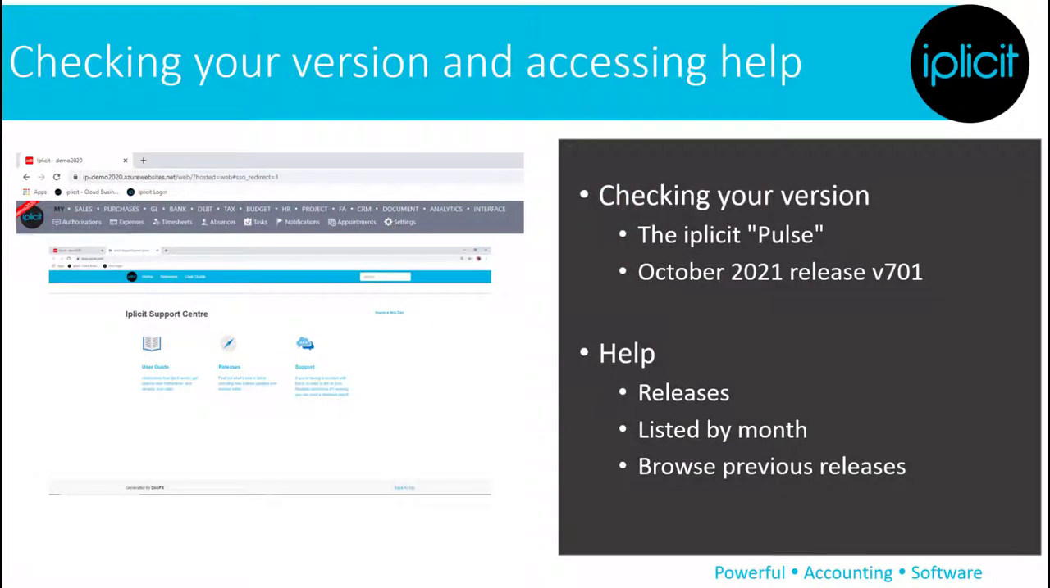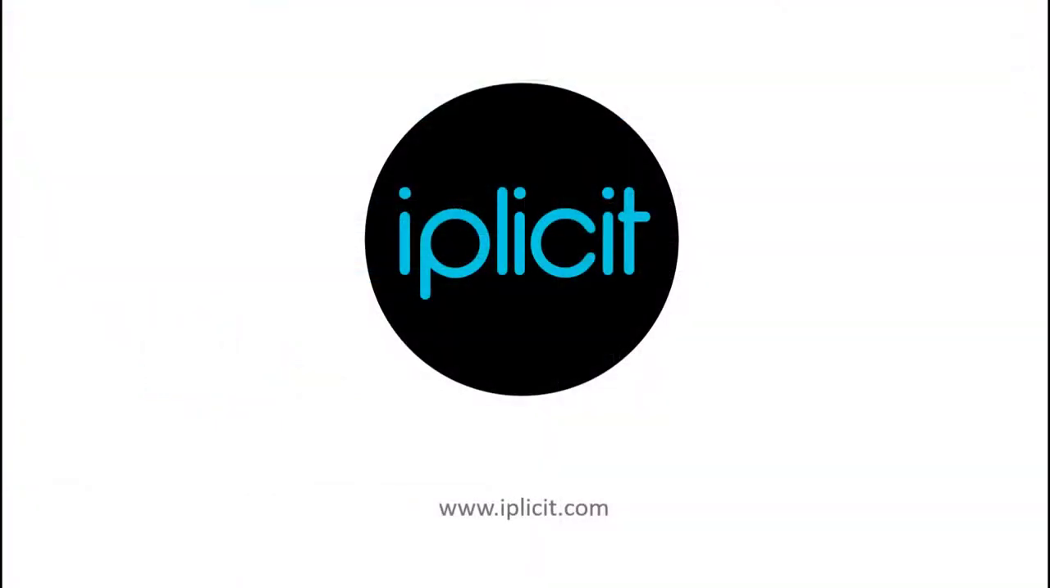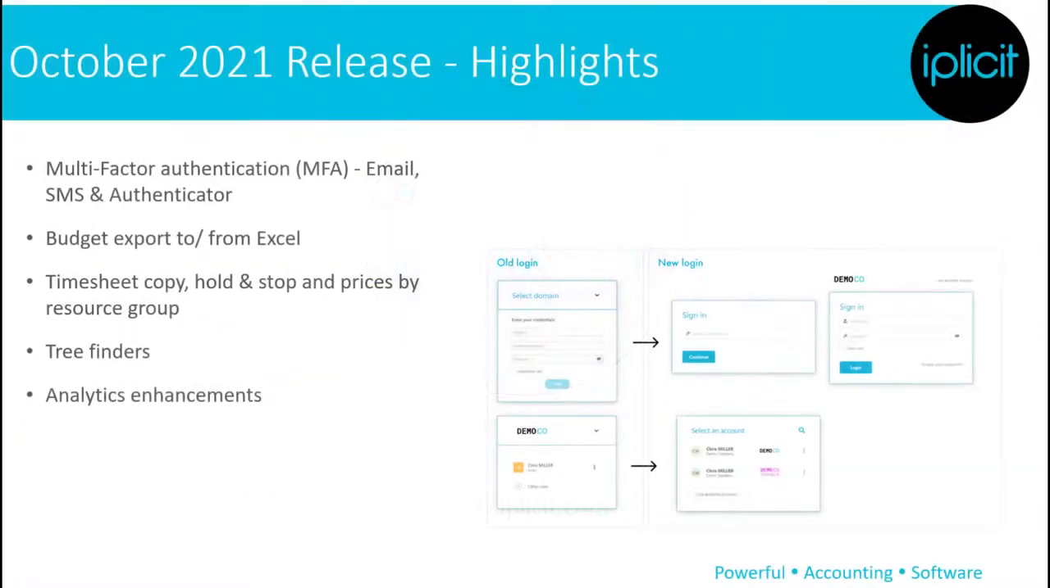To find out what version you're on, head over to the Pulse and the version number will be displayed at the bottom of your screen. To find this month's release notes, as well as the prior month's release notes, head over to the iplicit Support Centre. So now let's take a look at some of the highlights for the October 2021 release.